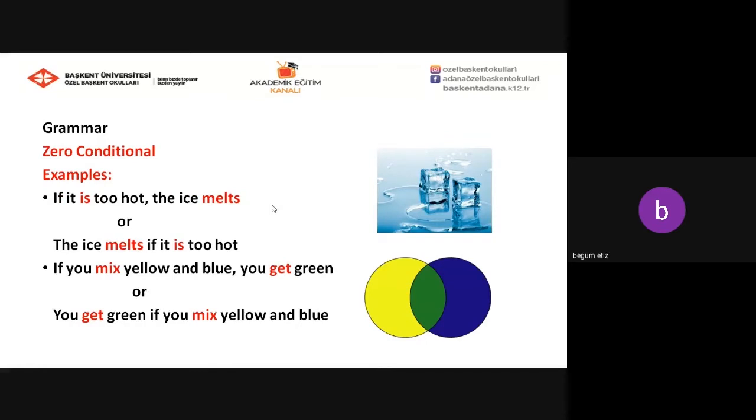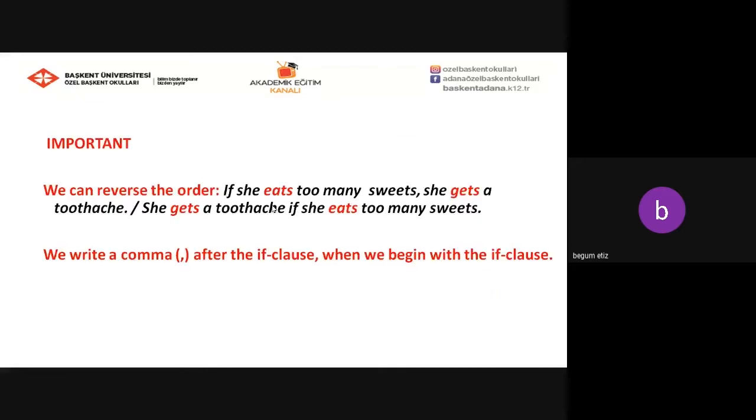There are several examples here. Let's analyze them one by one. If it is too hot, the ice melts. The ice melts if it is too hot. If you mix yellow and blue, you get green, or you get green if you mix yellow and blue. Okay, this notification is so important that please pay your attention to it.